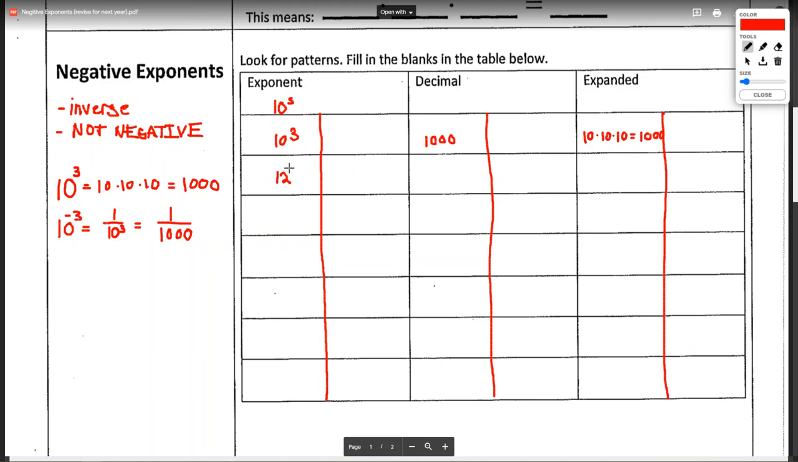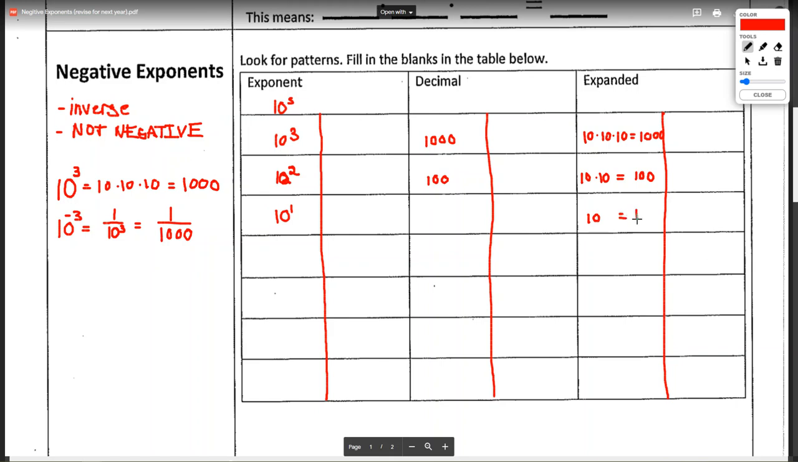10 squared, oops, I put 12. 10 squared, okay, is 10 times 10, two groups of 10, or a 1 with 2 zeros. Okay, and at this point, you might start to be guessing about a pattern. Then we have 10 to the first. How many groups of 10 is that? It's just one group of 10.